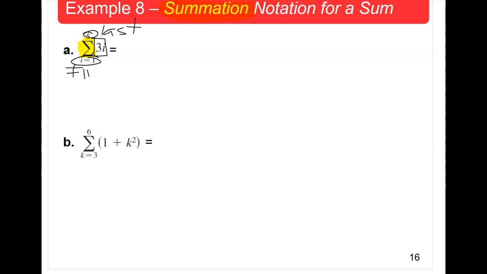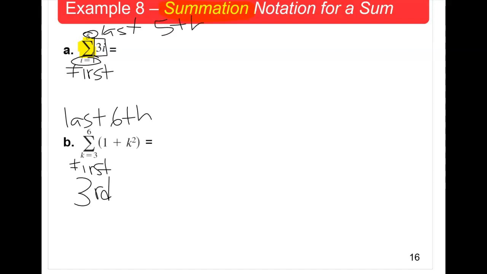So first and last. Notice how on example B, our first term is the third term, because we have k equals 3. That's another thing. The letter could be whatever you want. It could be n, it could be k, it could be i. Those are the most commonly used. So the first term will be the third, and the last term will be the sixth term. So in this case it is the fifth. Okay, so let's go ahead and work that out.